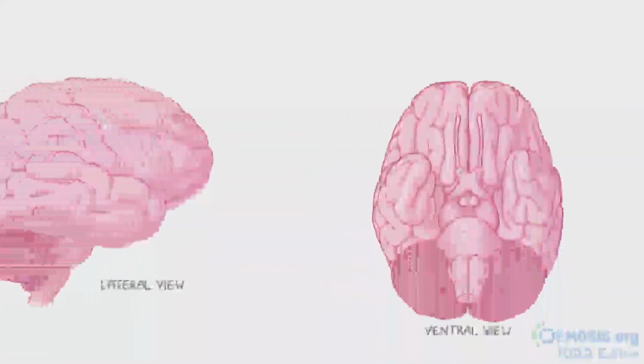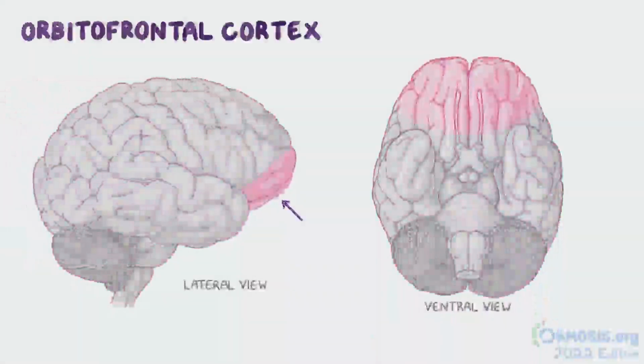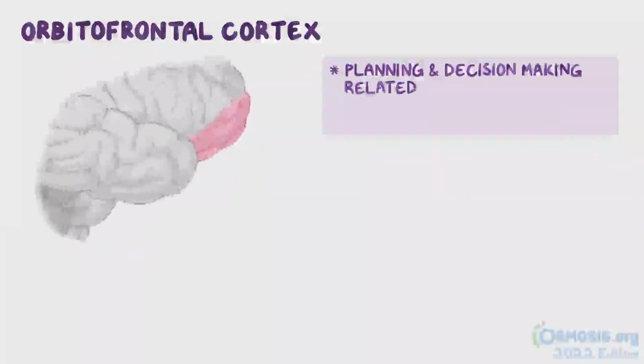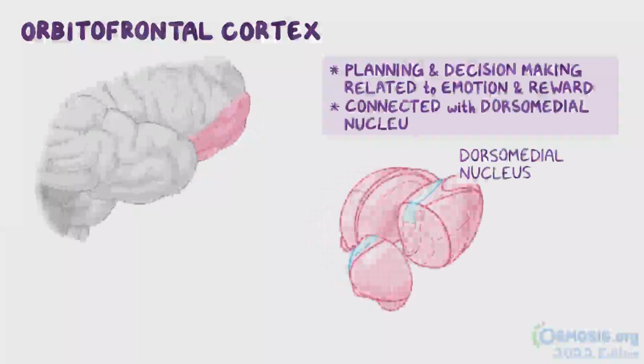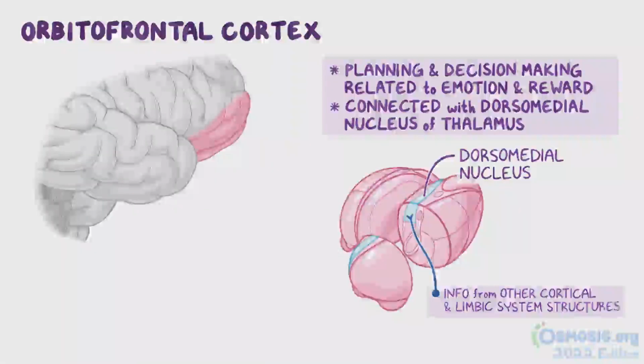Okay. Now that we saw the primary structures that make up the limbic system, let's go through just a few more structures that are connected to and work together with it. First, there's the orbitofrontal cortex of the frontal lobe, which is involved in planning and decision-making in relation to emotion and reward. It's connected with the dorsomedial nucleus of the thalamus, which gathers information from other cortical and limbic system structures like the hypothalamus and amygdala.